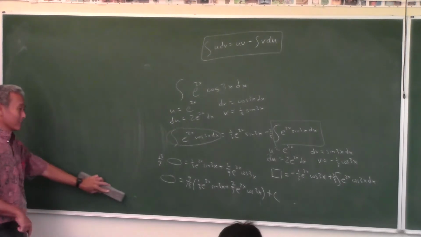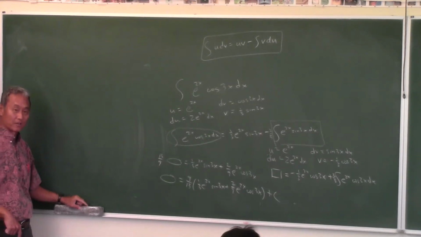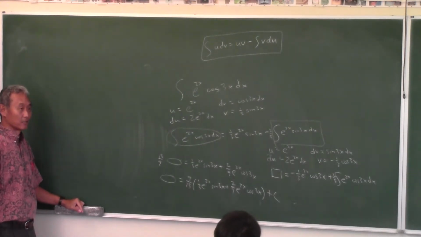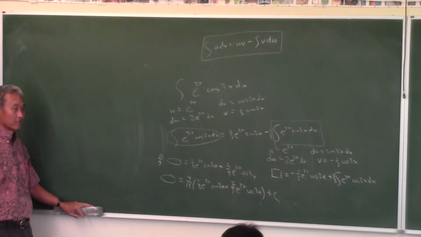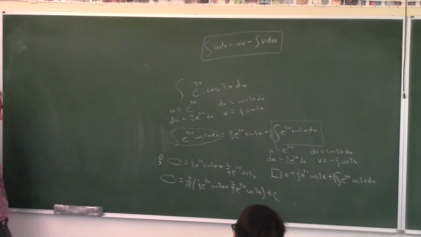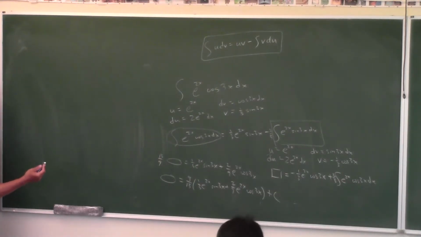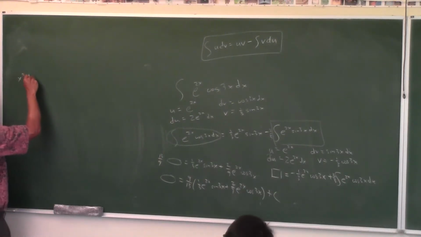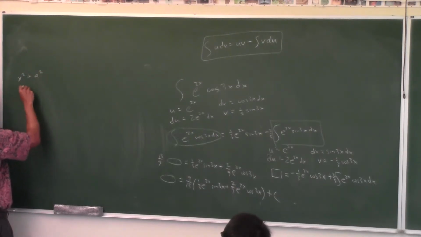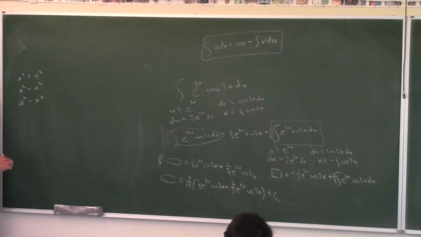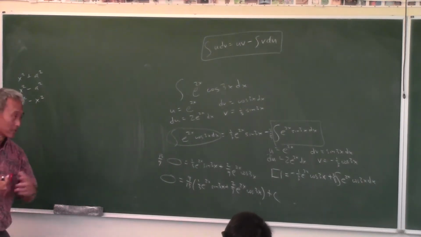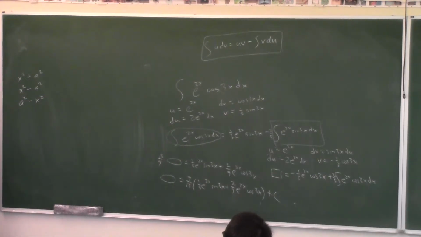Okay, what is the next thing on the list? Should we do partial fractions or trig substitution? Which one do you want to do first? Trig substitution, okay. If you see these expressions in an integral, x squared plus a squared, x squared minus a squared, a squared minus x squared, and you cannot do any of the other techniques, then that's when you use trig substitution.